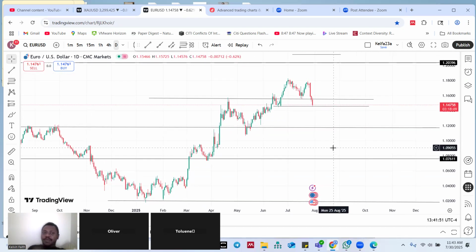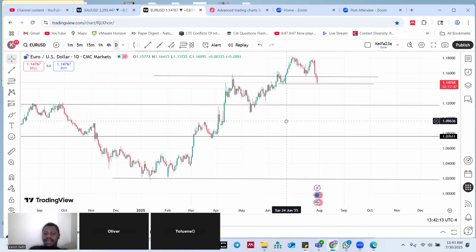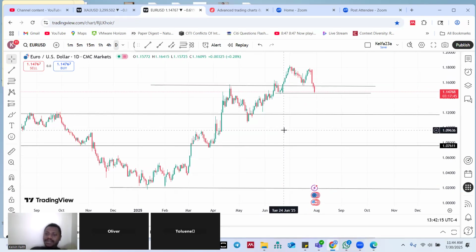So notice from the earlier discussion, price hit equilibrium. And this time too, price is hitting 78.6%, which is still at equilibrium. From both swing highs and both contexts that I measured, price is still at premium, and therefore we can sell. Okay, that is a good area where we can take sales.